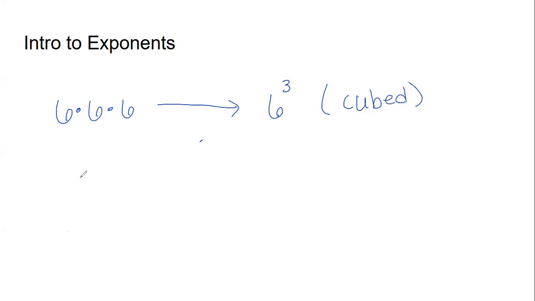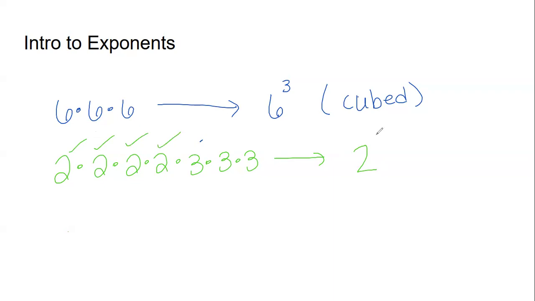Okay, can we mix the numbers like this? Can I do 2 times 2 times 2 times 2 times 3 times 3 times 3? Yes. That would be 2 (1, 2, 3, 4 times) to the 4th times 3 (1, 2, 3) cubed, or to the 3rd power. So I'm not actually evaluating. I'm not figuring out what the final answer is there. I'm just converting it from that long expanded form into the exponent form.